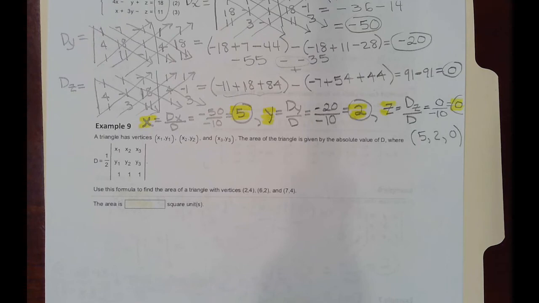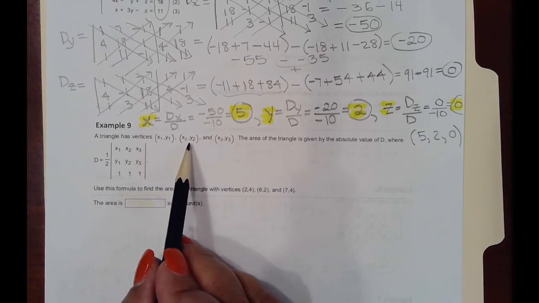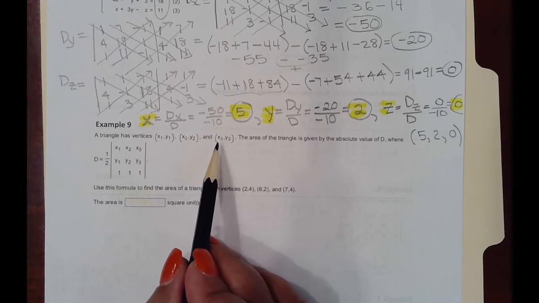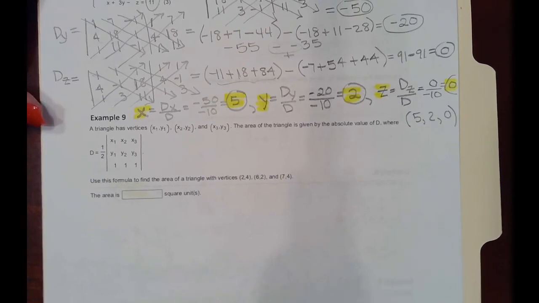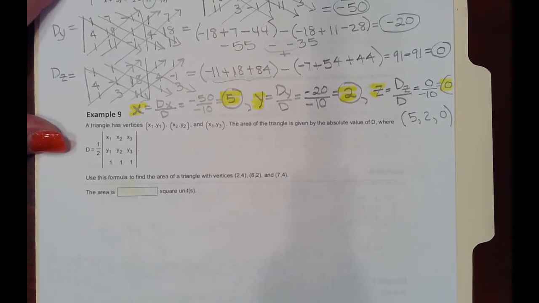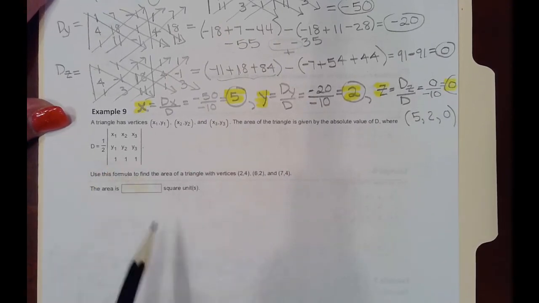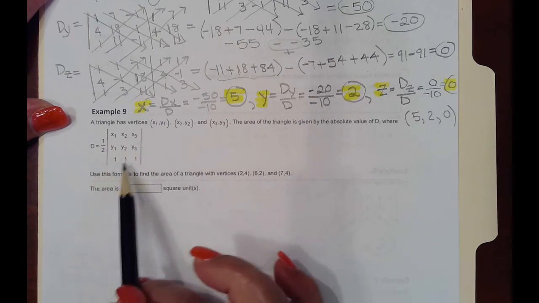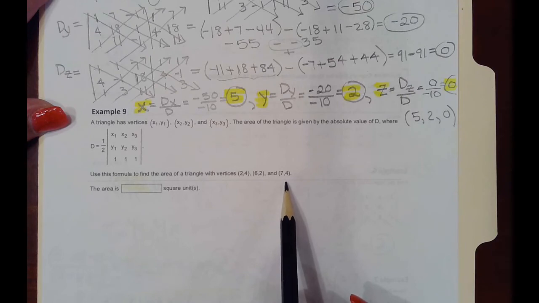Okay, so moving on to example 9, where it says a triangle has vertices x sub 1, y sub 1, another vertex x sub 2, y sub 2, and the third vertex x sub 3, y sub 3. Then they give you a formula for the area of a triangle using the absolute value of a determinant. This is the determinant setup where the vertices of the triangle are the values inside the determinant, and they tell you what those coordinates are.